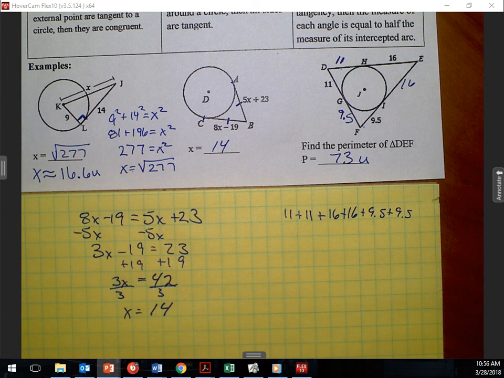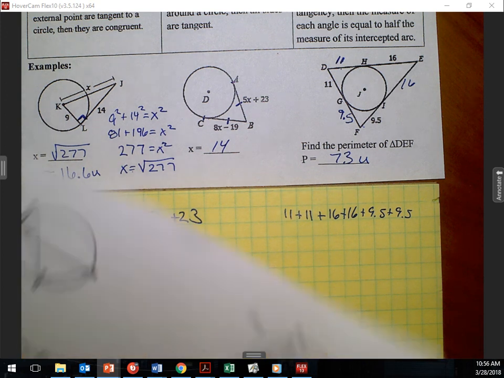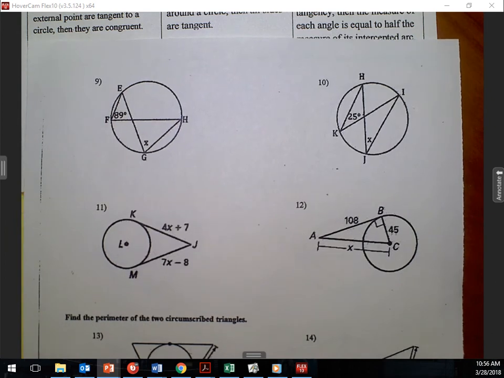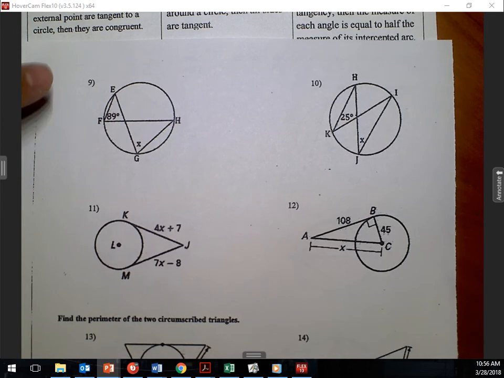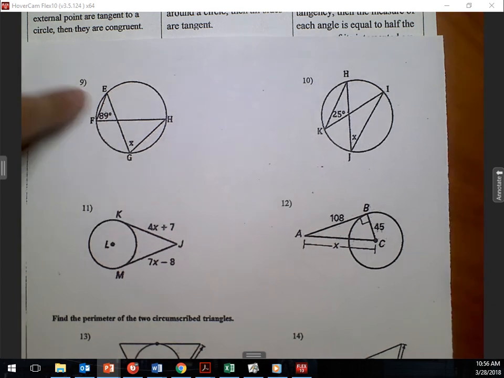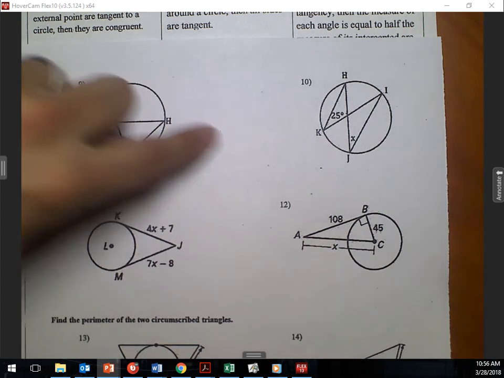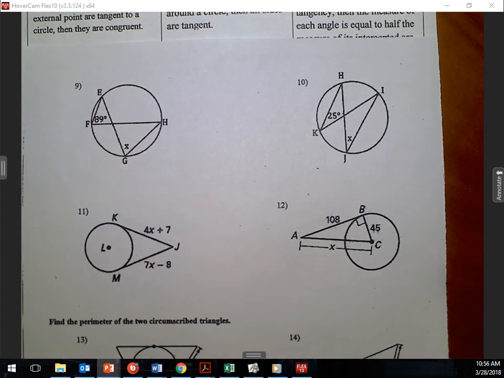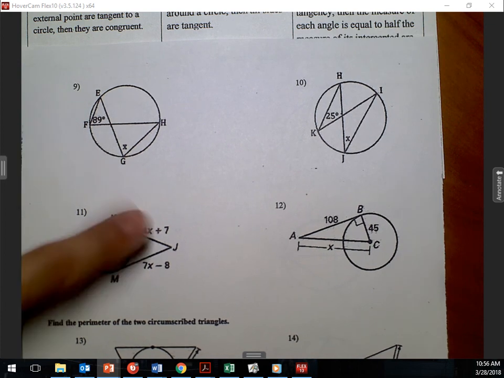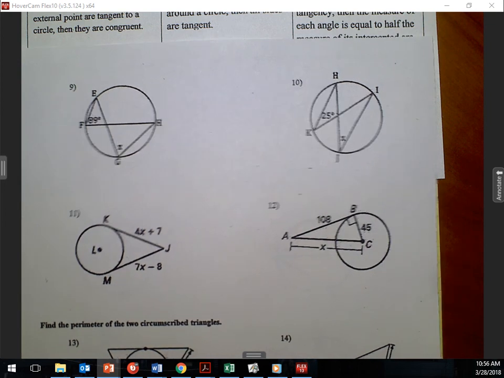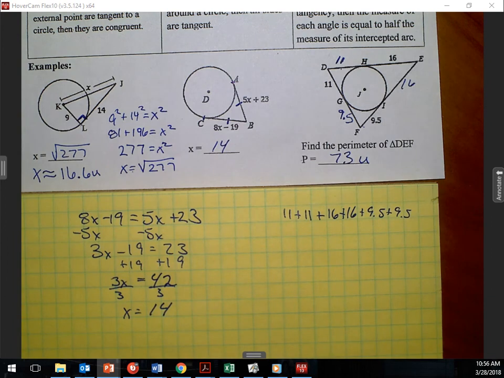So the practice is exactly the same, a lot of the same type of things. If I were you, I'd actually grab a colored pencil when you're doing this and identify the arcs that it's talking about. Excuse me back there. Identify the arcs that you're talking about for each one of these, okay? All right.